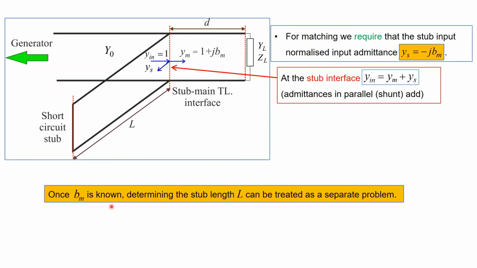Once Bm is known, determining the stub length L can be treated as a separate problem. So the problem essentially is, what is the length L required such that the normalized input admittance, looking into the stub at the interface, is equal to minus j times Bm, given that we have a short circuit load effectively at the end of the stub.